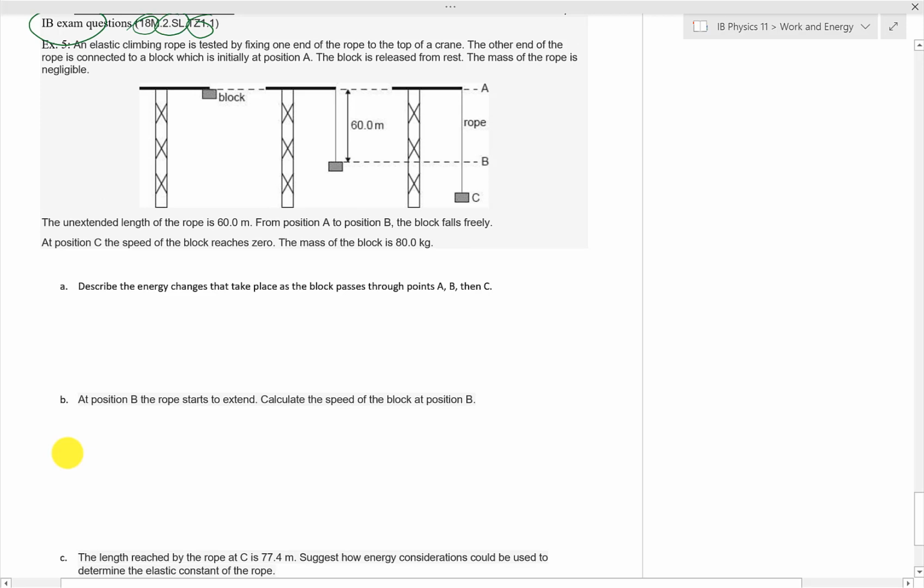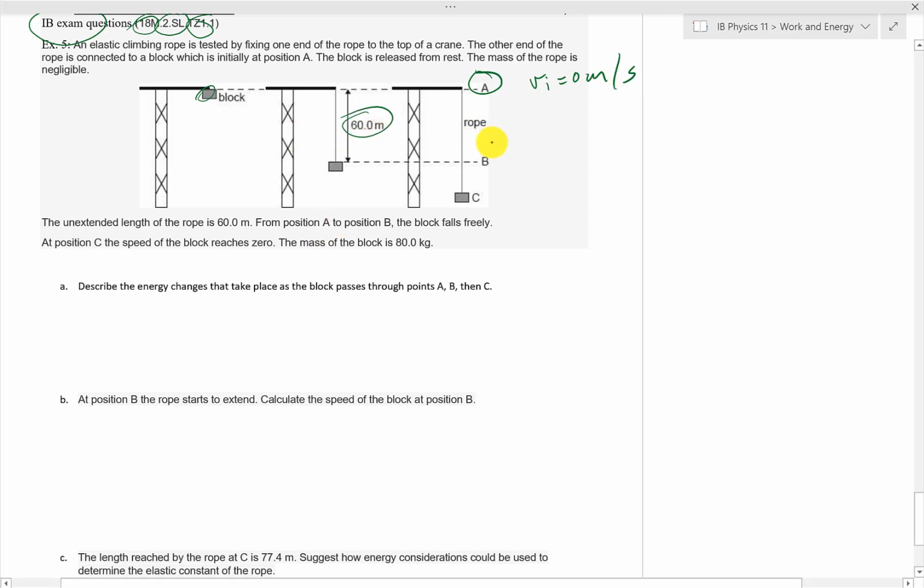Here we have an elastic climbing rope that is tested by fixing one end of the rope to the top of a crane. So there's that block right there. The other end of the rope is connected to a block which is initially in position A. The block is released from rest, which means the initial kinetic energy here is 0. The mass of the rope is negligible, so we don't have to consider that in our energy equation. The unextended length of the rope is 60 meters.